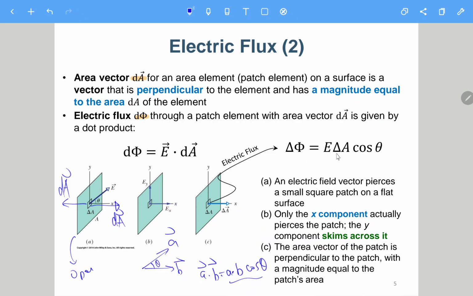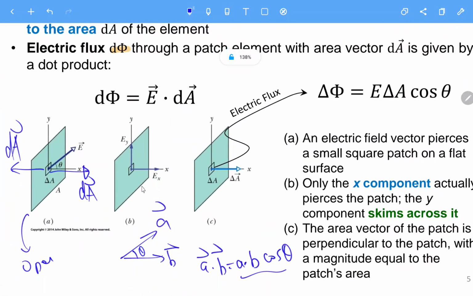So here, E times delta A times cosine of theta. Cosine theta is the angle between E and dA. Okay, so this is pretty much it. If E and dA point in a similar direction, I mean this theta is between 0 degrees and 90 degrees, then this value will be positive. So in this case, this d phi is positive.